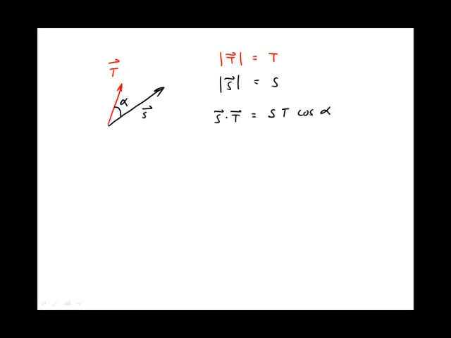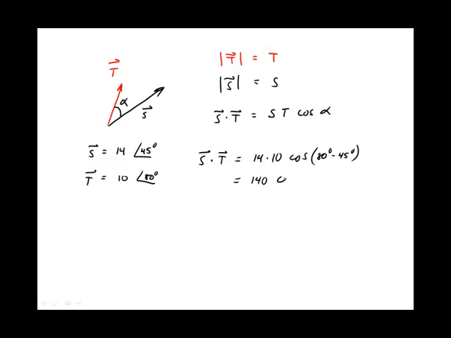This is a good example of where polar form might come in really handy. So for example, let's say that s is equal to 14 at an angle of 45 degrees, and t is equal to 10 at an angle of 80 degrees. Then I can say that s dot t is equal to 14 times 10 times the cosine of 80 degrees minus 45 degrees. And so this would be 140 times the cosine of 35 degrees.